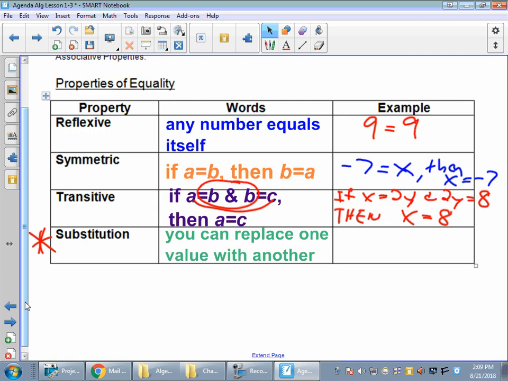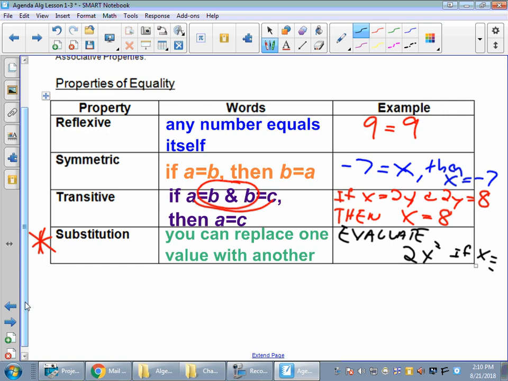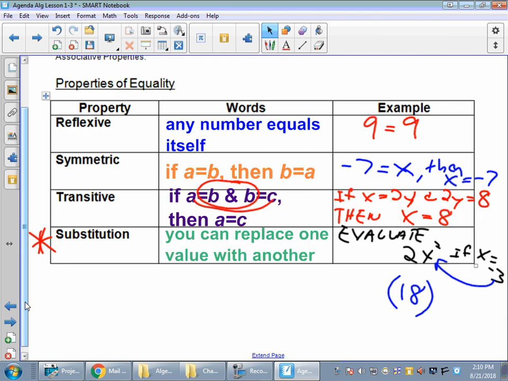And so in this one, if we said to evaluate the expression, let's go with the one we used the other day, 2x squared, if X is equal to -3. If that's the case, then you're just substituting in that -3 into the X, and then you actually do the math. So -3 squared, -3 times -3 would be 9, and then we multiply by 2, and you should get an 18. That's the property of substitution, just replacing one value with another.